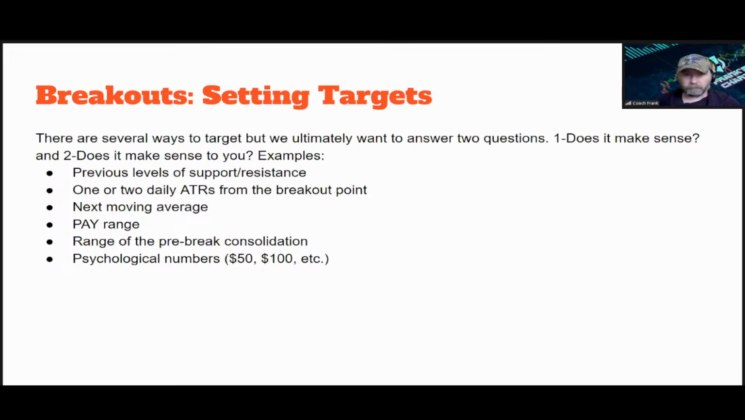Assuming there's plenty of room there, right? I got plenty of room to that $60 level of resistance in our example. One thing that we can do is look to target just using ATRs, right? Hey, I'm going to target my first target.